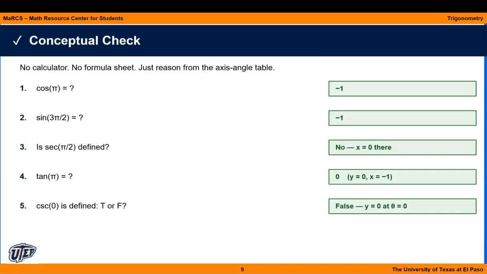Let's evaluate some key values. Cosine of pi is equal to negative 1. Sine of 3 pi over 2 is equal to negative 1. And tan of pi is equal to 0. And secant of pi over 2 is undefined because x is 0. These values come directly from the coordinates of the points on the axes.